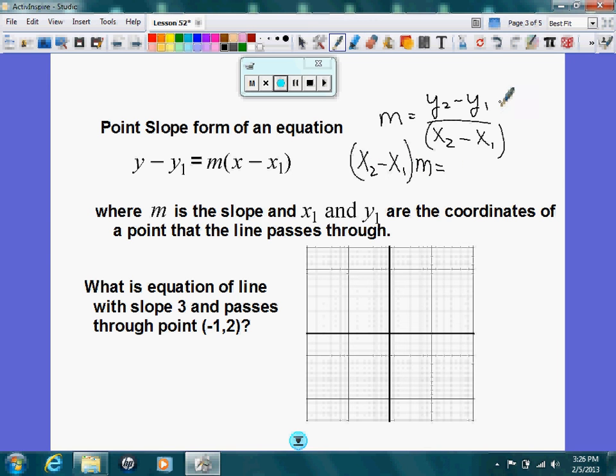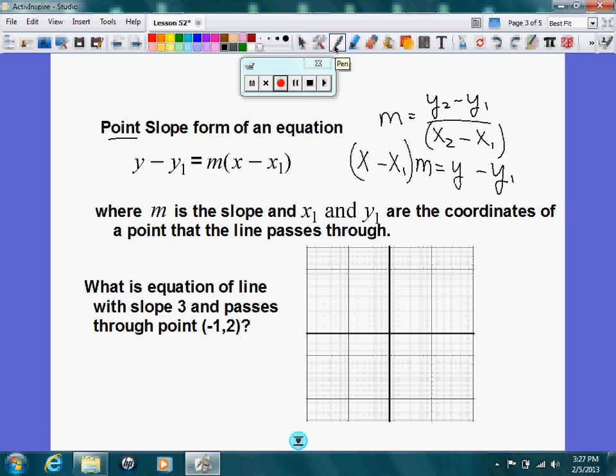If we multiply this side by x2 minus x1, they would cancel, so that would be y2 minus y1. And since we only know one point, we just use the point 1 values here, and we just remove the 2's here. So this becomes our point-slope form of the equation. Notice I have it written backwards, but it's the same. If this is equal to this, then this is equal to this. Where m is the slope, and x sub 1 and y sub 1 are the coordinates of the point that the line passes through.